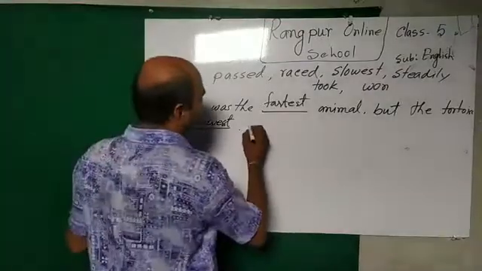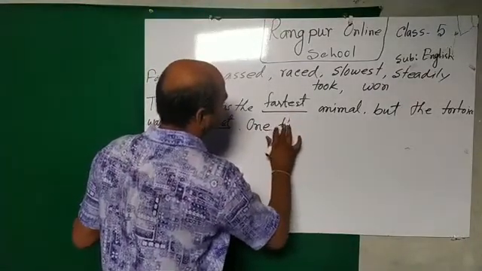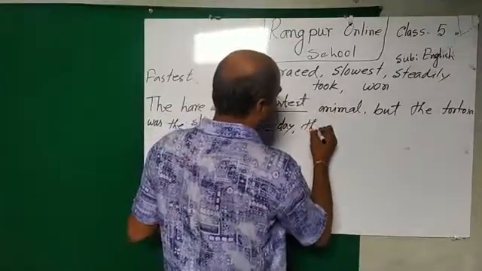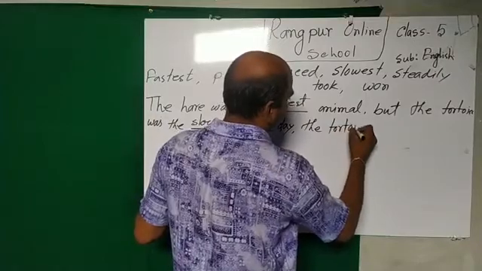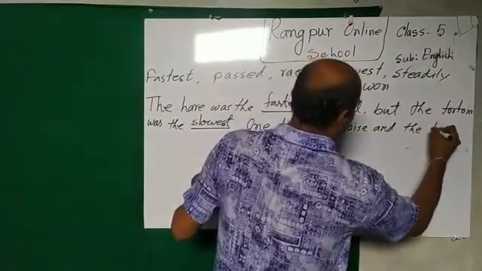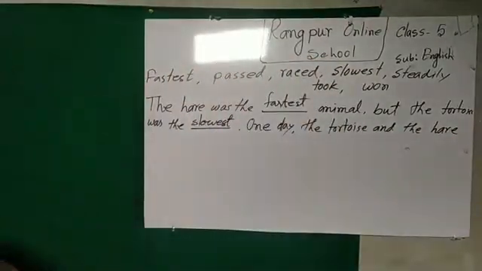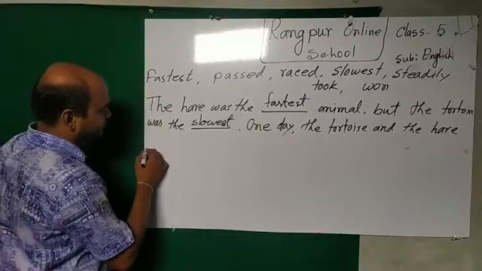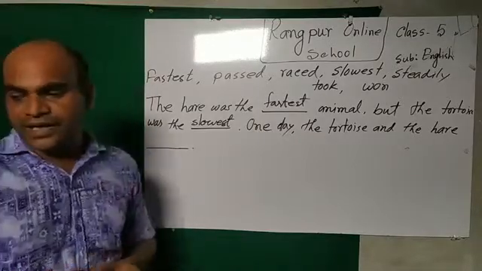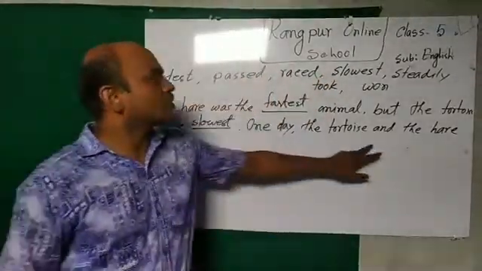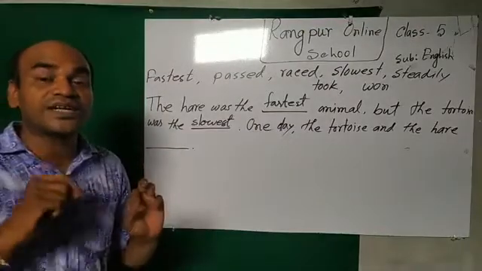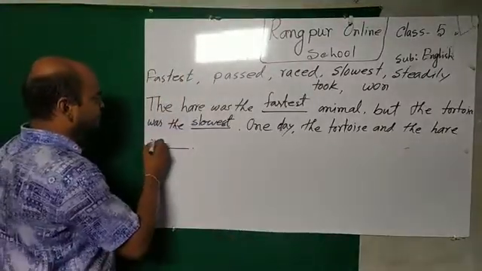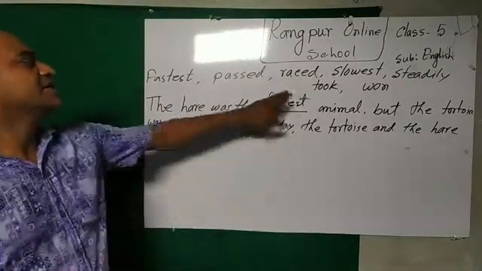One day the tortoise and the hare dash. One day in this story, what did they do? That means it's a verb. The tortoise and the hare is the subject, and another word is the verb. What did they do? The rest. We can find it in here. Rest.